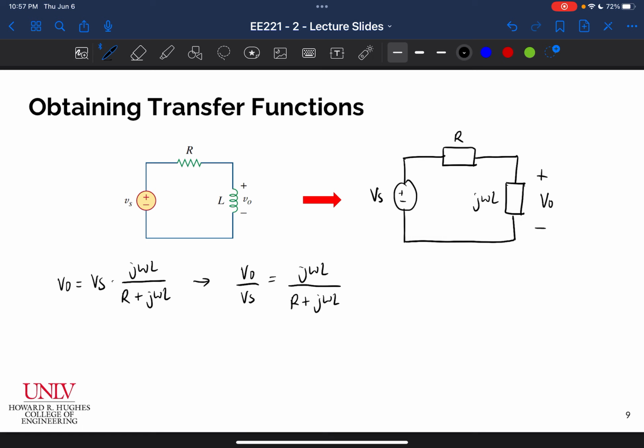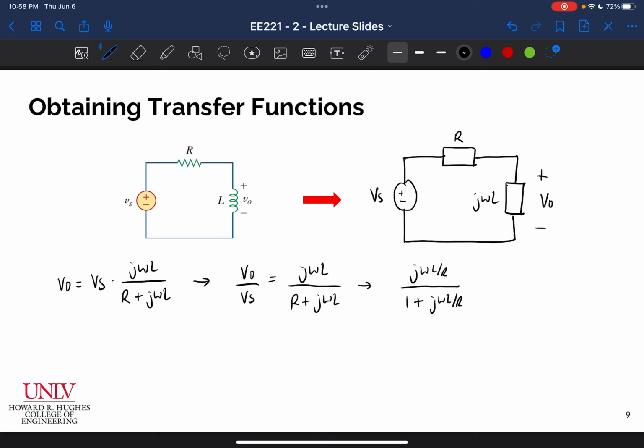And then I could do a couple of different things here. If I wanted to manipulate this equation, I could either divide the top and the bottom by R. And if I were to do that, I would basically get j omega L over R over 1 plus j omega L over R, which would be fine.